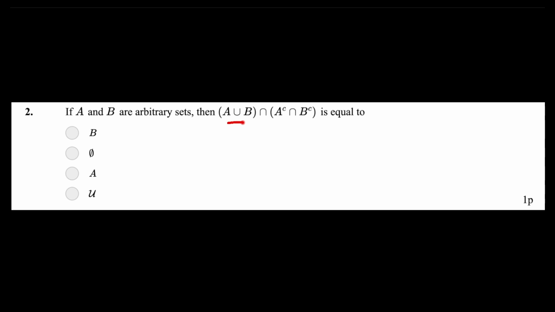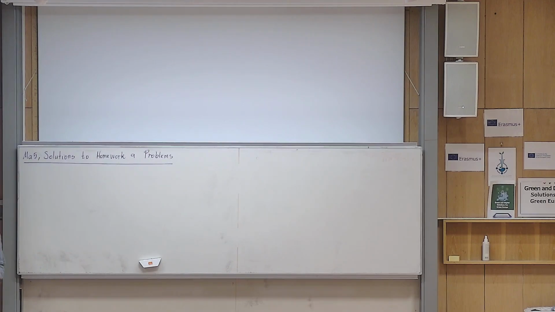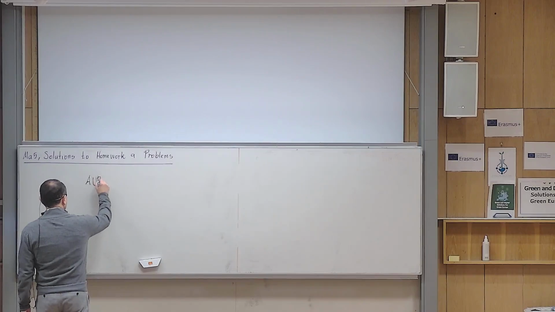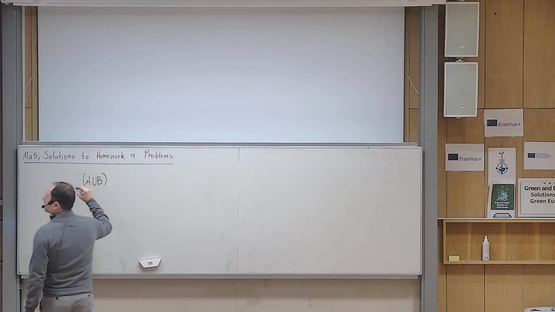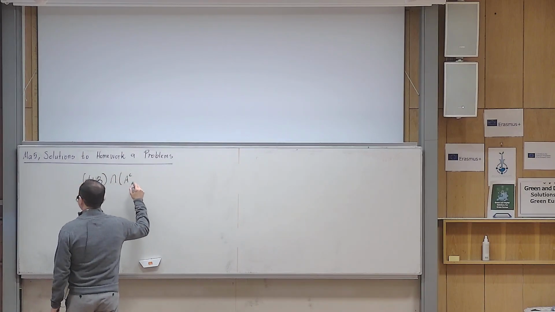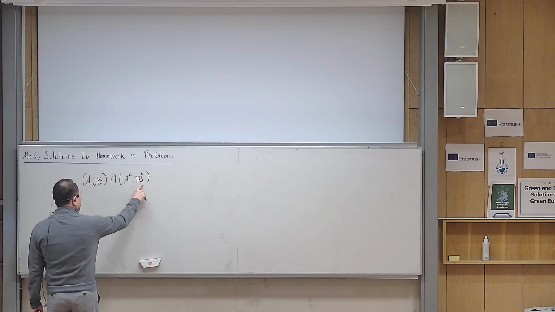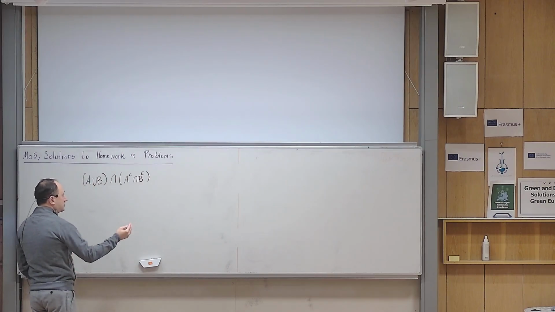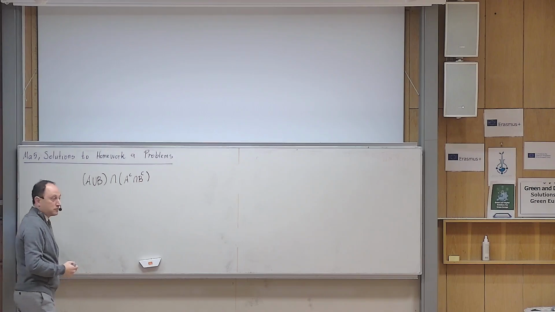So what is the answer to this one? You need to remember a law which we called De Morgan law, yes? One of the De Morgan laws, yes? So the question is, we have A union B, and then we have intersect with A complement, intersect with B complement. I don't know, this combination should look familiar to you. This is the answer to one of the De Morgan laws. Yes, what was that? You remember?